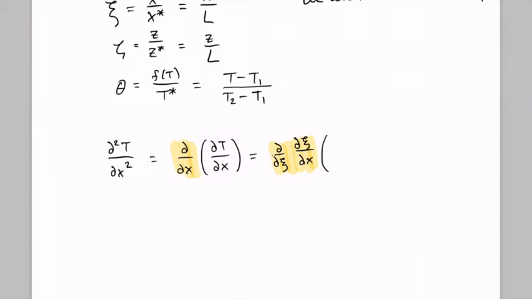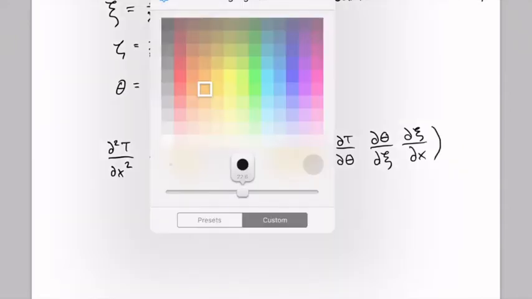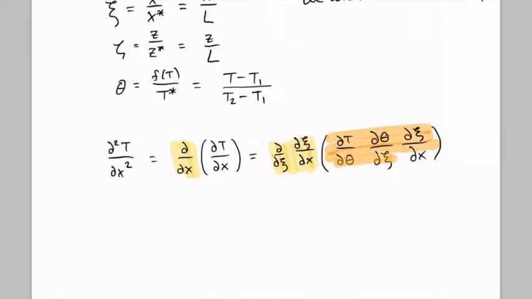Moving on, dT dx is the same as dT d theta times d theta dC times dC dx. And again, this part here is equal to this part here. And the reason we expand it this way is so that we can then substitute in for each of these unknown quantities. Here's our unknown quantities. And then write this overall expression in terms of the unknown non-dimensional parameters.